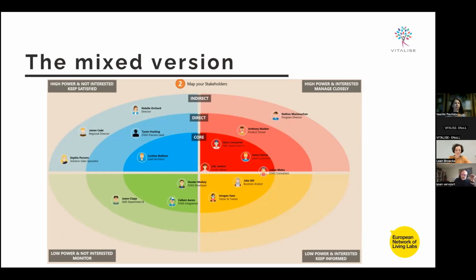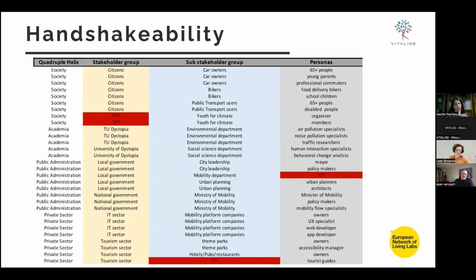Whichever method you use for stakeholder analysis and mapping, the end result should be handshakeable. It's about the handshakeability. Like I said, I don't even know if it's a word. It's what I call handshakeability. So you will have a lot of different stakeholders identified, and then you need to look at them in those 3 levels which we were talking about.